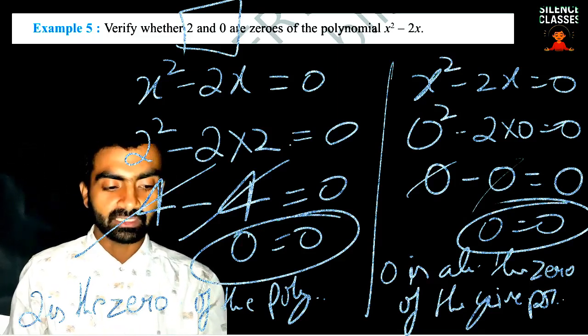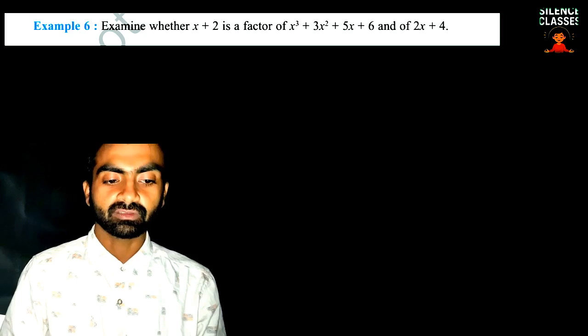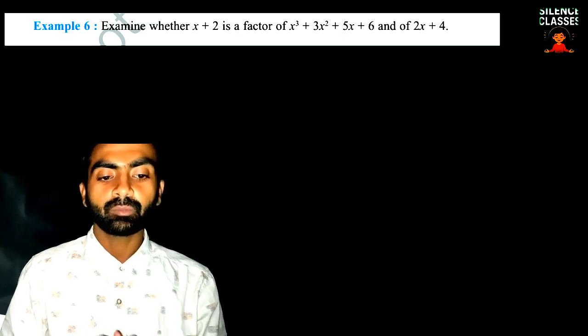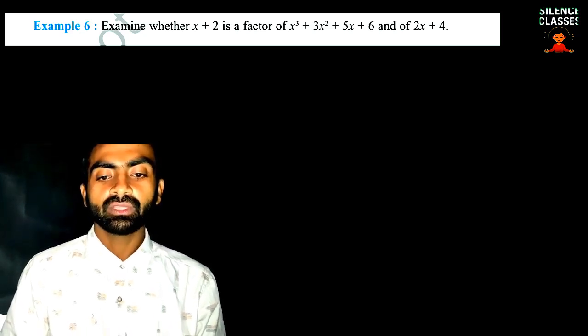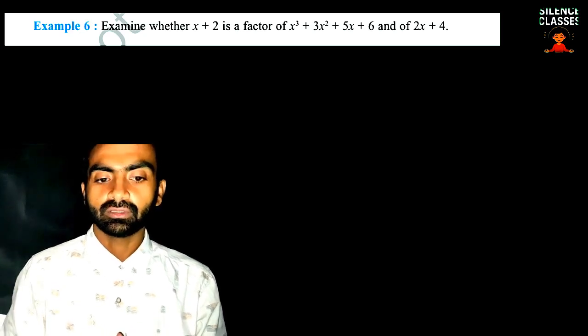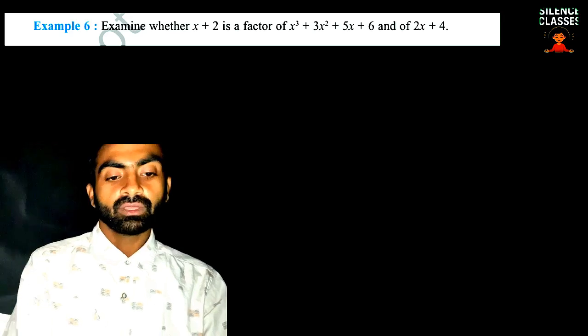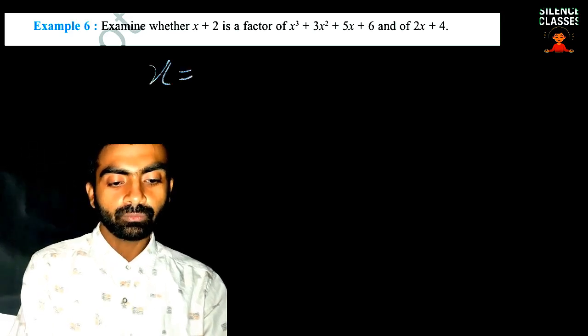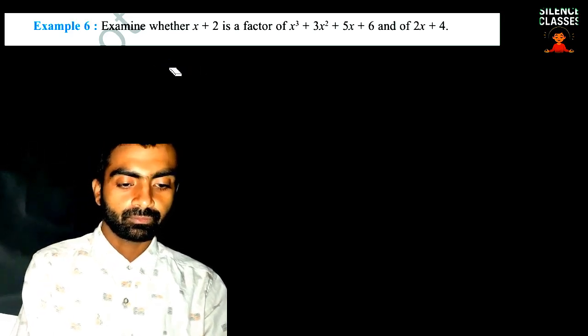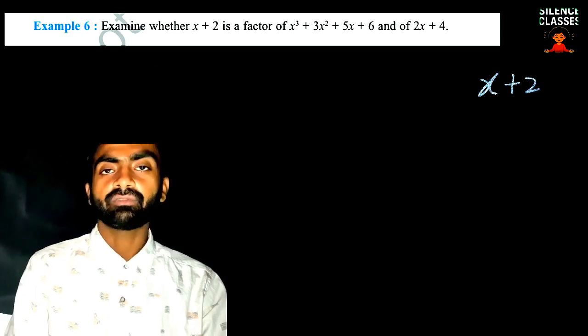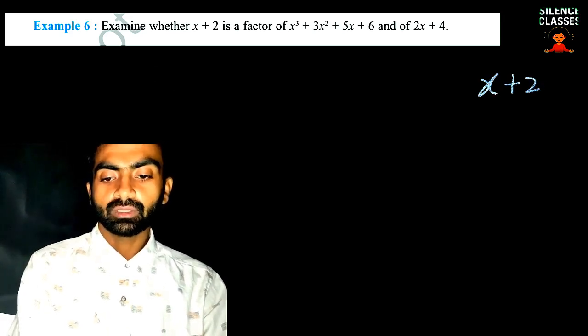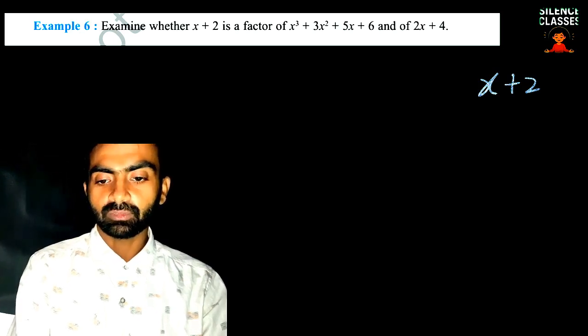Now let's move to the next part. Example number 6 says: examine whether x plus 2 is a factor of this polynomial or not. If x plus 2 is a factor or not, we put the value of x. First of all we find the value of x, means x plus 2 equals 0, so x equals minus 2.